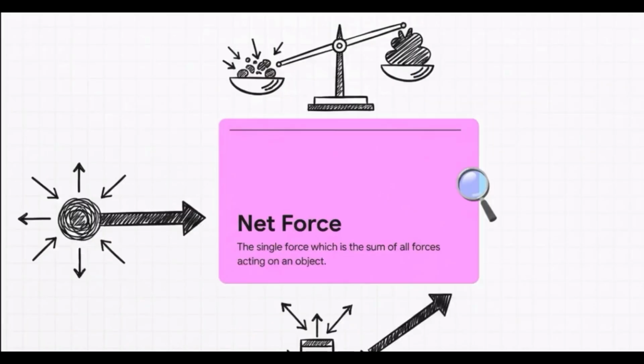But here's the reality. In the real world, it is pretty rare for just one single force to be acting on an object at any given time. Usually there's a whole bunch of them. That's why we use the concept of net force. The net force is just the single force that represents the grand total, the ultimate sum of all the different pushes and pulls acting on an object at once.